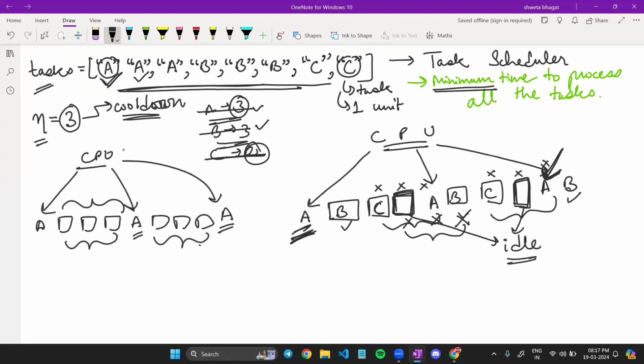So the answer is no. You will say that B is the last element to be processed by the CPU. So you are also correct. Why? It's because B is also having the frequency of 3. Correct? So it means that whichever element has the max frequency, it would be the last element to be processed.